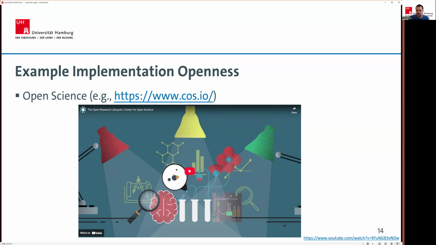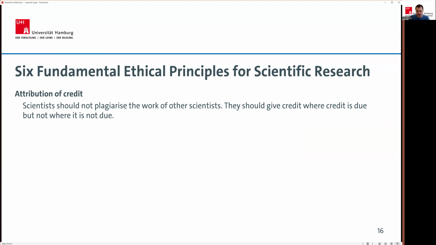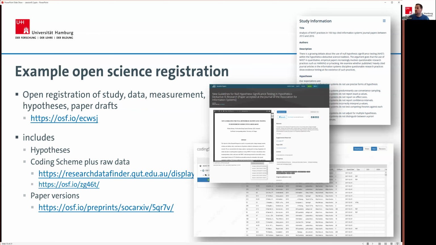The basic idea in Open Science is that you use online platforms such as the Center for Open Science or the Open Science Framework, osf.io, to register your study, your idea, your hypothesis, your data, your measures, and even your paper drafts. Here are a few examples from projects that I have registered, where you can see different versions of a paper, different hypotheses that we had at some point in time, and even data sets of studies that we've done at some stage.